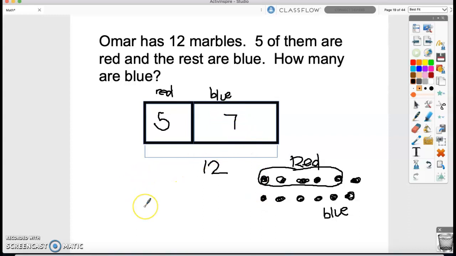So let's write a number sentence that matches our problem. It says Omar has 12 marbles. So I know he starts out with 12. It says 5 of them are red, the rest are blue. So if I subtract off the red, I should be able to get the blue. And I know that 12 minus 5 equals 7.